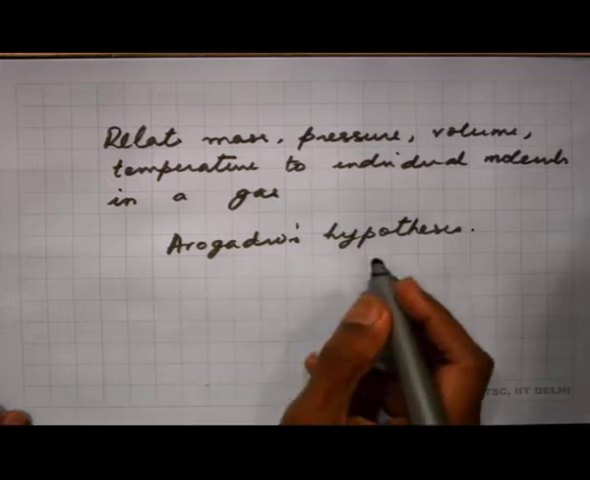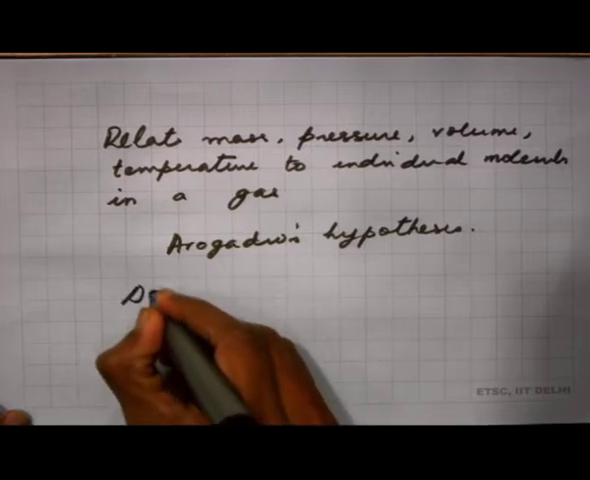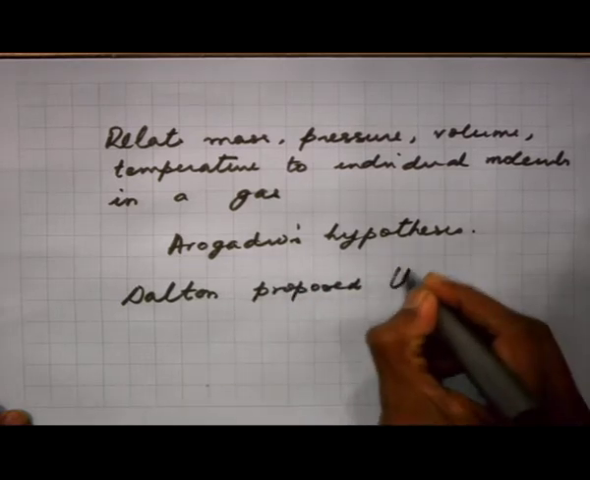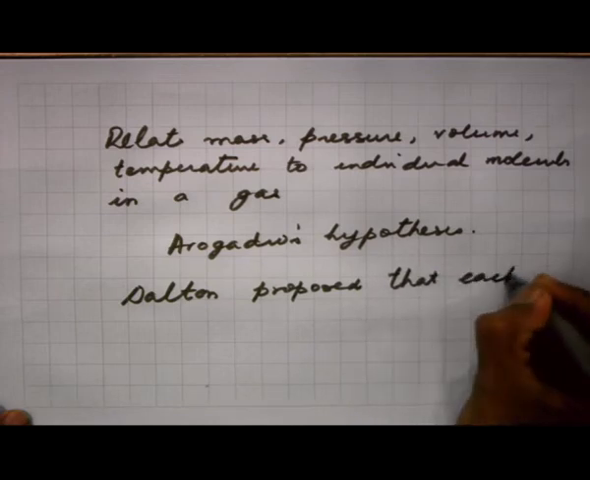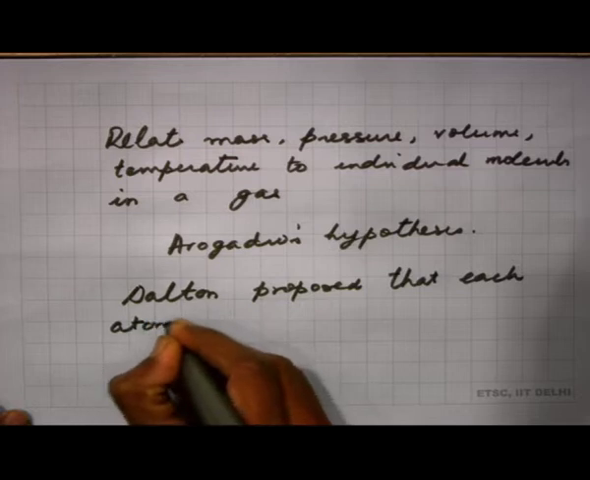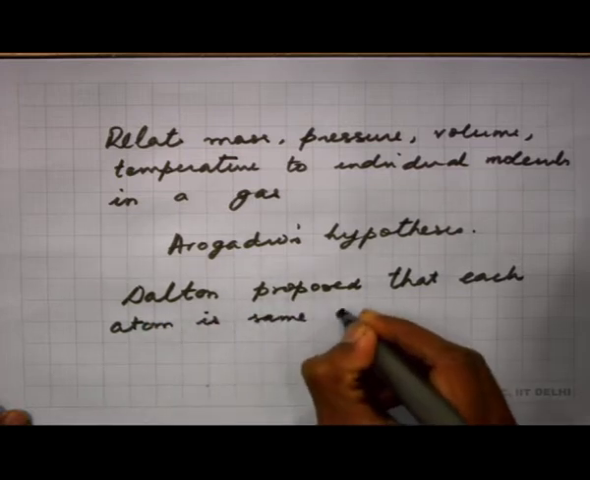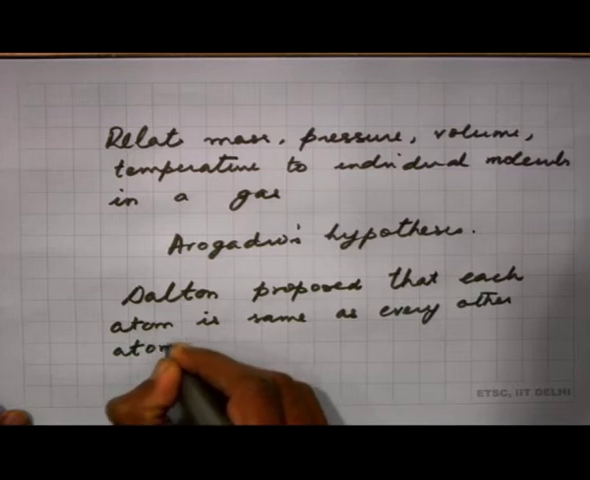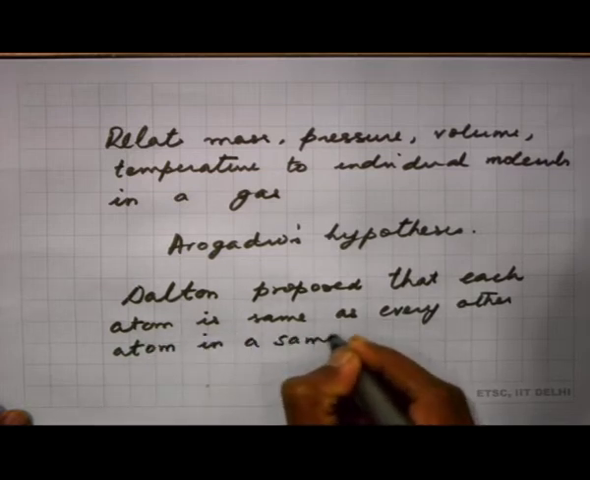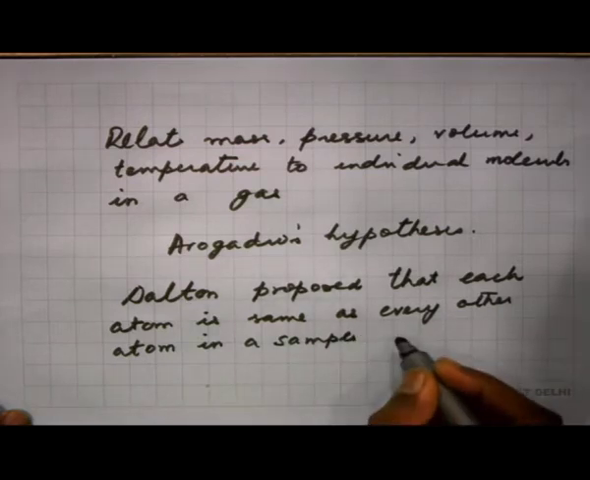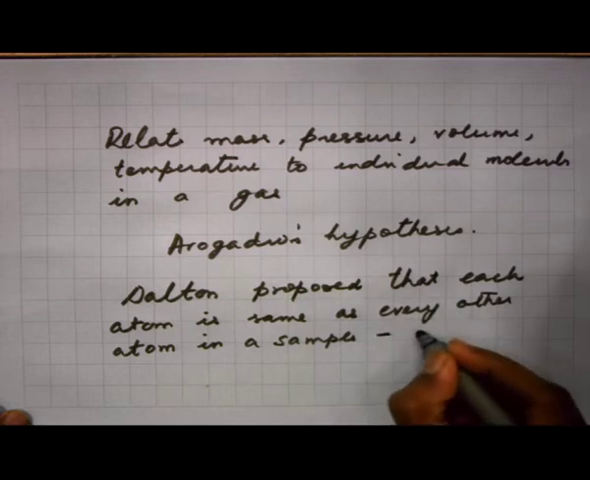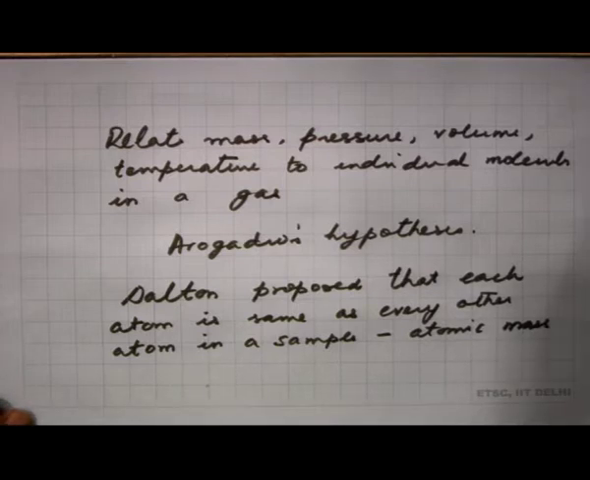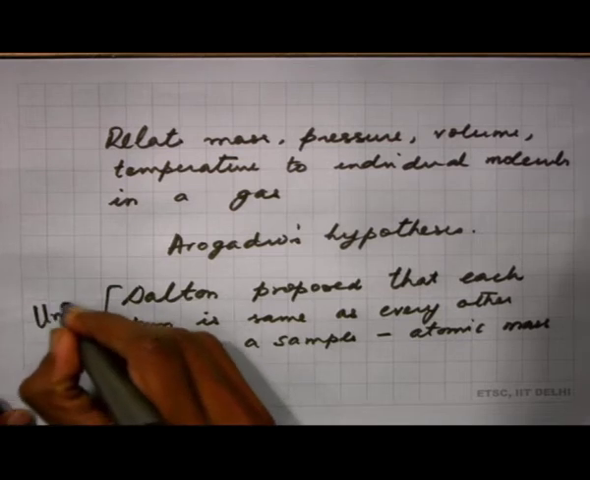when Avogadro's hypothesis was introduced, Dalton had already proposed that each atom is same as every other atom in a sample, so what it implies is that there is a characteristic atomic mass, and this is something that Dalton had introduced. Once again, you will see it in unit 1 of your book.